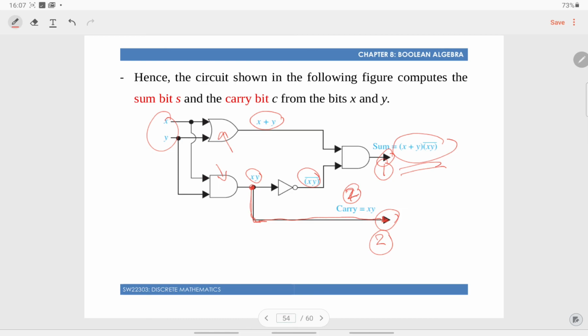So that's the adder, the half adder, because we don't consider any carry from the previous addition. We just simply directly produce this circuit without considering any carry from previous addition. So this is the half adder circuit.